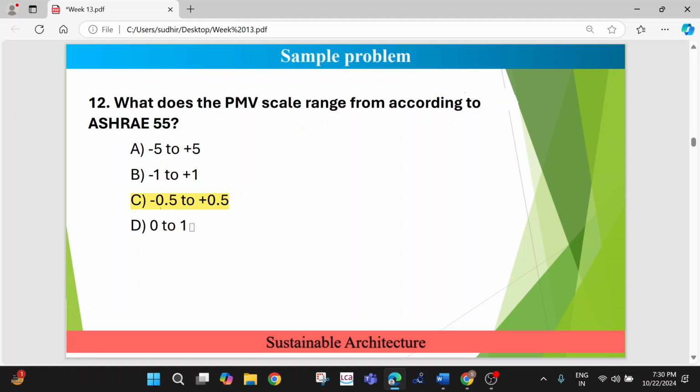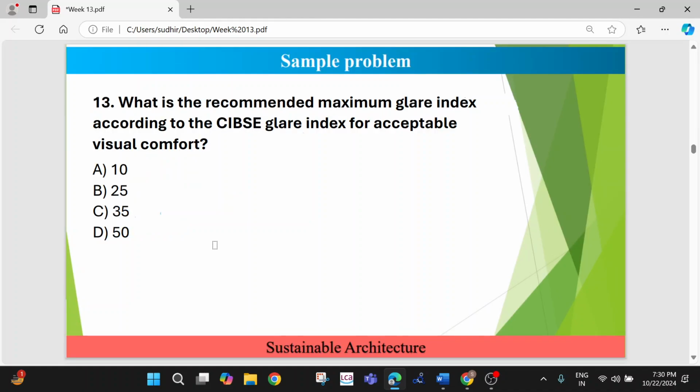And it is similar to the previous scale that we have discussed. Minus is representing cold, plus is representing hot, and 0 is representing thermal neutrality. Fine. Can we move to the next question? Okay, so here is question number 13. What is the recommended maximum glare index according to the CIBSE glare index for acceptable visual comfort?